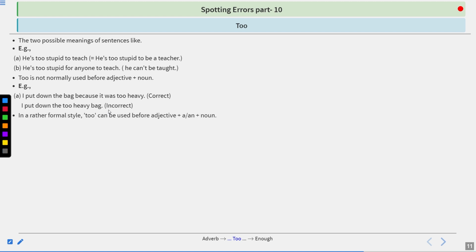In a rather formal style, "too" can be used before adjective plus "a" plus noun. So in formal styles, we can use "It's too cold a day to go out." We can't say "It's a too cold day to go out," but we can say "It's too cold a day to go out." "He was too clever a businessman to accept the offer."